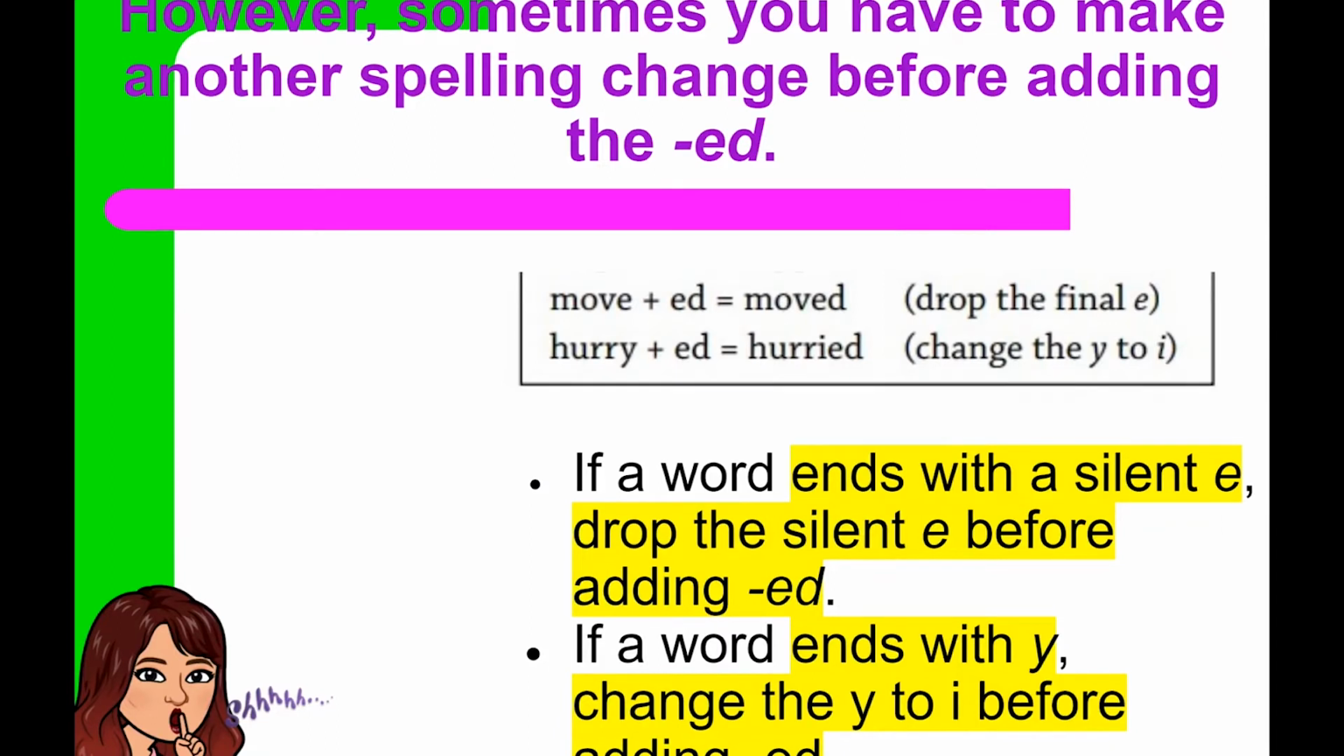Sometimes you have to make another spelling change before adding the ed. If a word ends with a silent e, such as the word move, we drop the silent e before adding ed, creating the word moved. If a word ends with a y, such as hurry, we change the y to an I before adding ed.